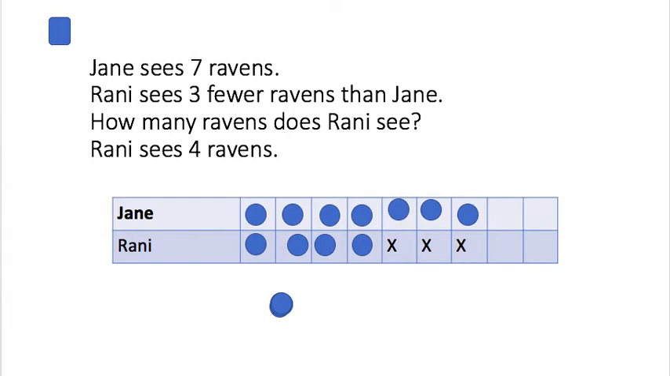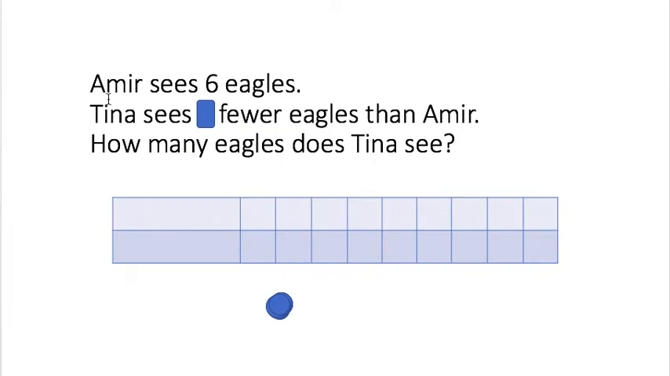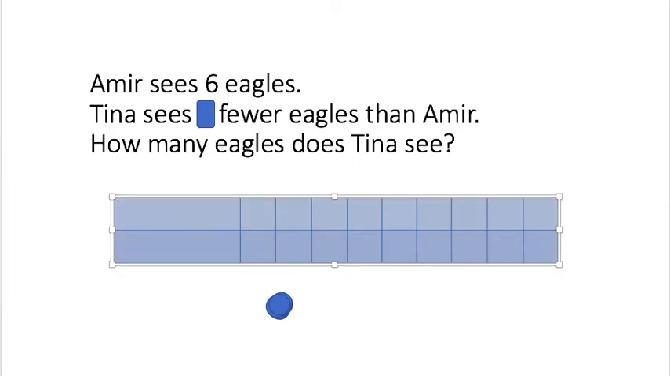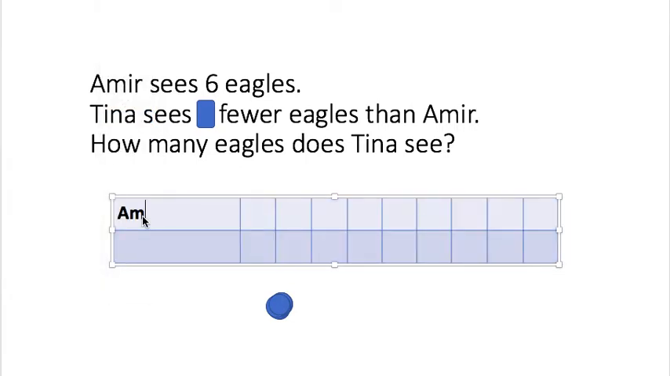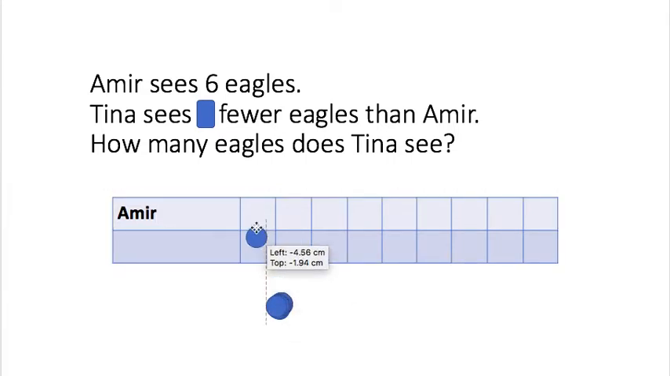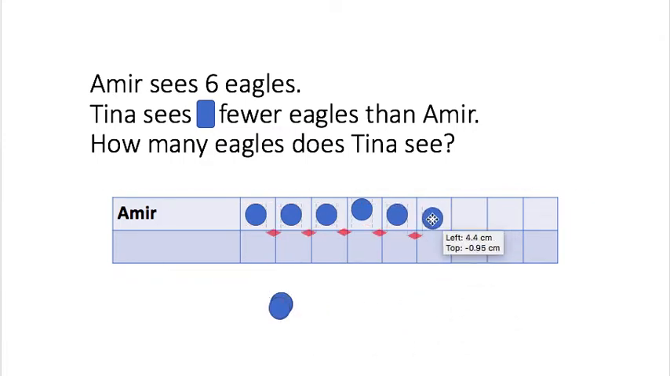Let's try another fewer than one. Amir sees 6 eagles. So we'll start by writing Amir's name. Amir. And he sees 6 eagles. So let's put 6 eagles. 1, 2, 3, 4, 5, 6.